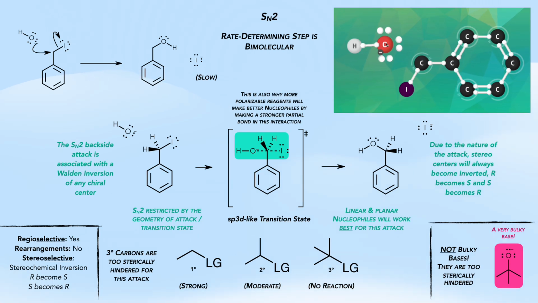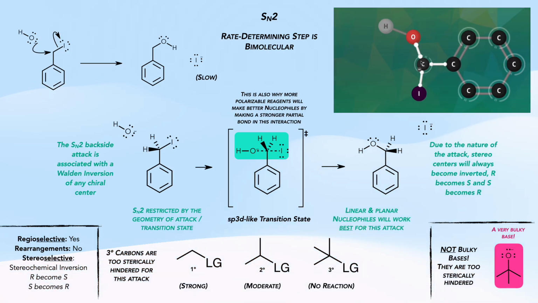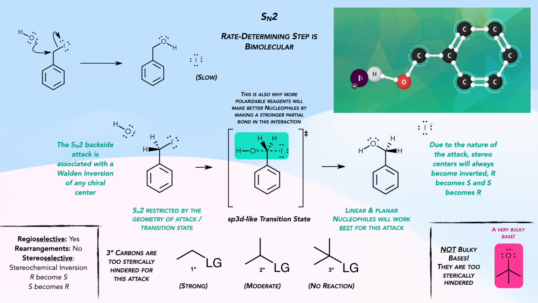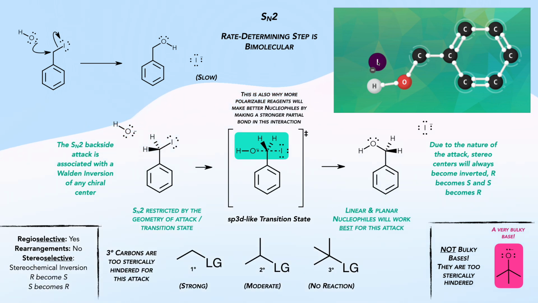The real power of nucleophilic substitution begins here. SN2 is bimolecular. The nucleophile and substrate meet in a single synchronized step. The nucleophile approaches from the backside, and as it forms a partial bond, the leaving group departs in the same moment. It creates an sp3d trigonal bipyramidal-like transition state, planarized at the carbon, and always results in a Walden inversion.